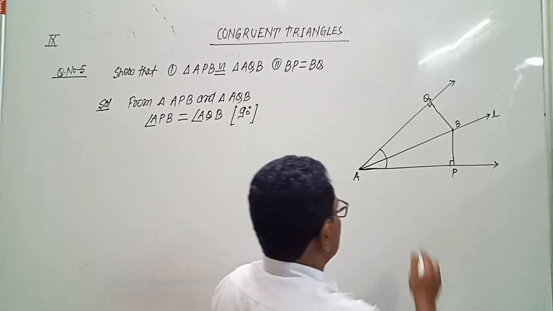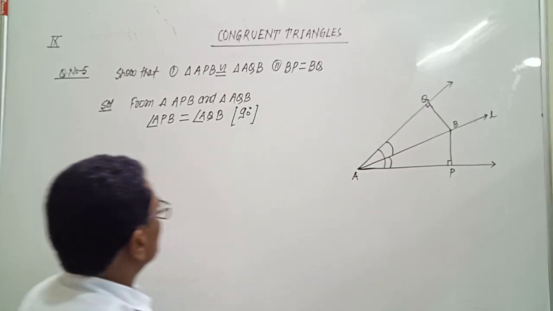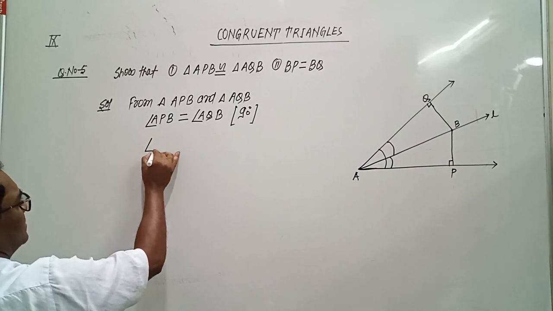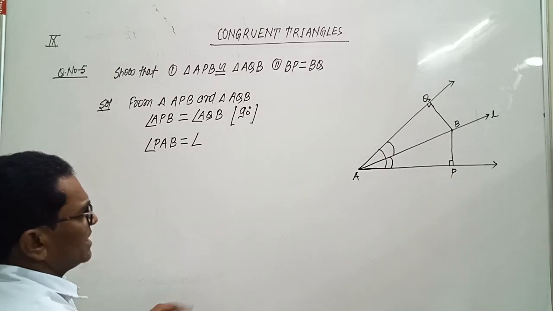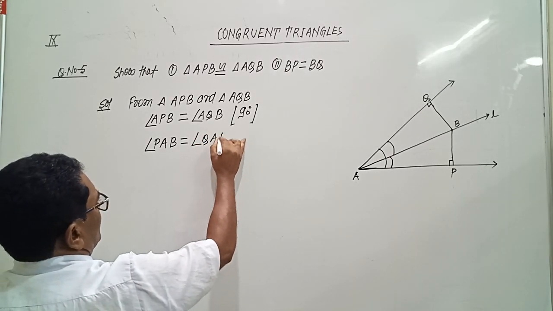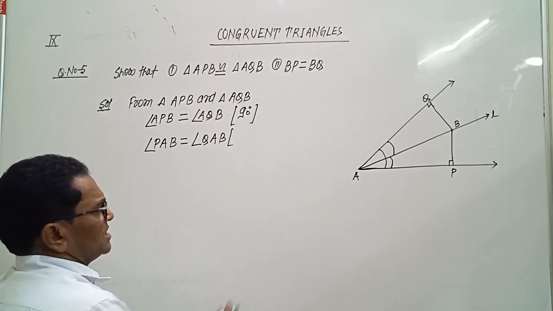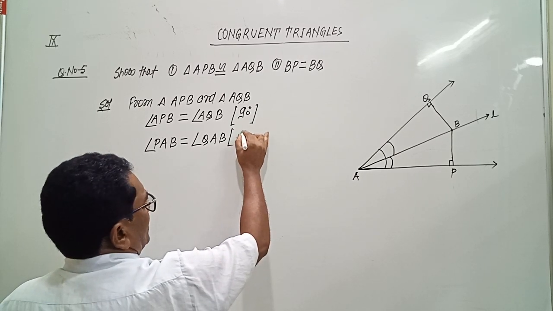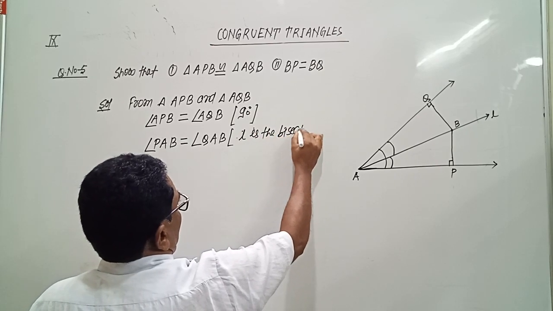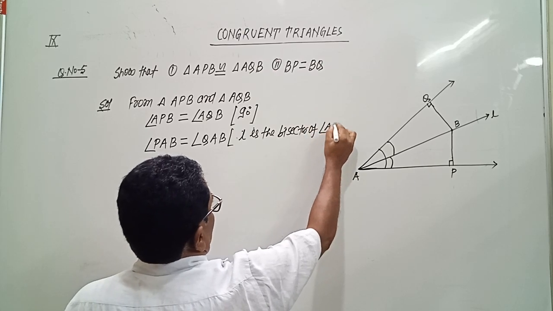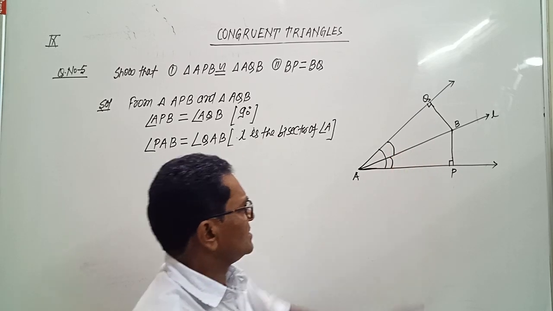And angle PAB is equal to angle QAB, because L is the bisector of angle A, which is given. Line L is the bisector of angle A, so this angle and this angle will be equal.